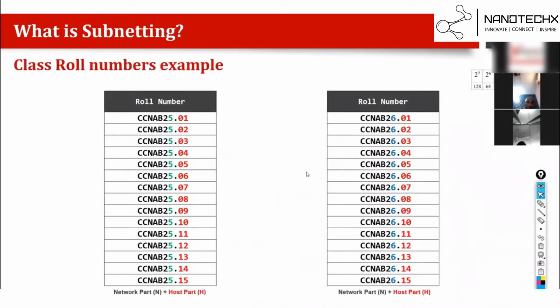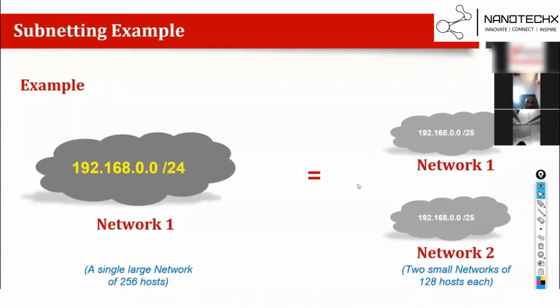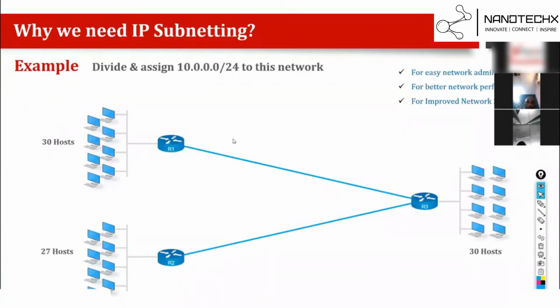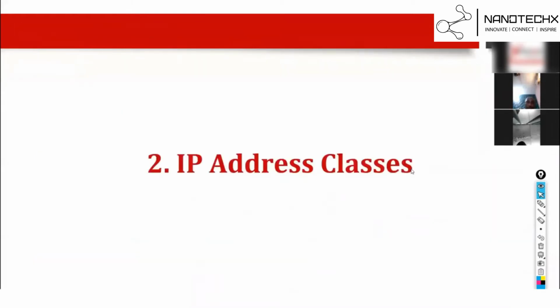I gave you an example of the class roll numbers as well. We have a class of 100 students. How can we divide it into two classes of 50-50 each? Similarly, we have a network of /24. How can we divide it into two networks of 120 hosts each? Then we went through a practical scenario, how to divide this one, and we divided it, but we have not gone through the calculation yet, how to calculate these subnets. This is what we are going to do now in the next sections as well.